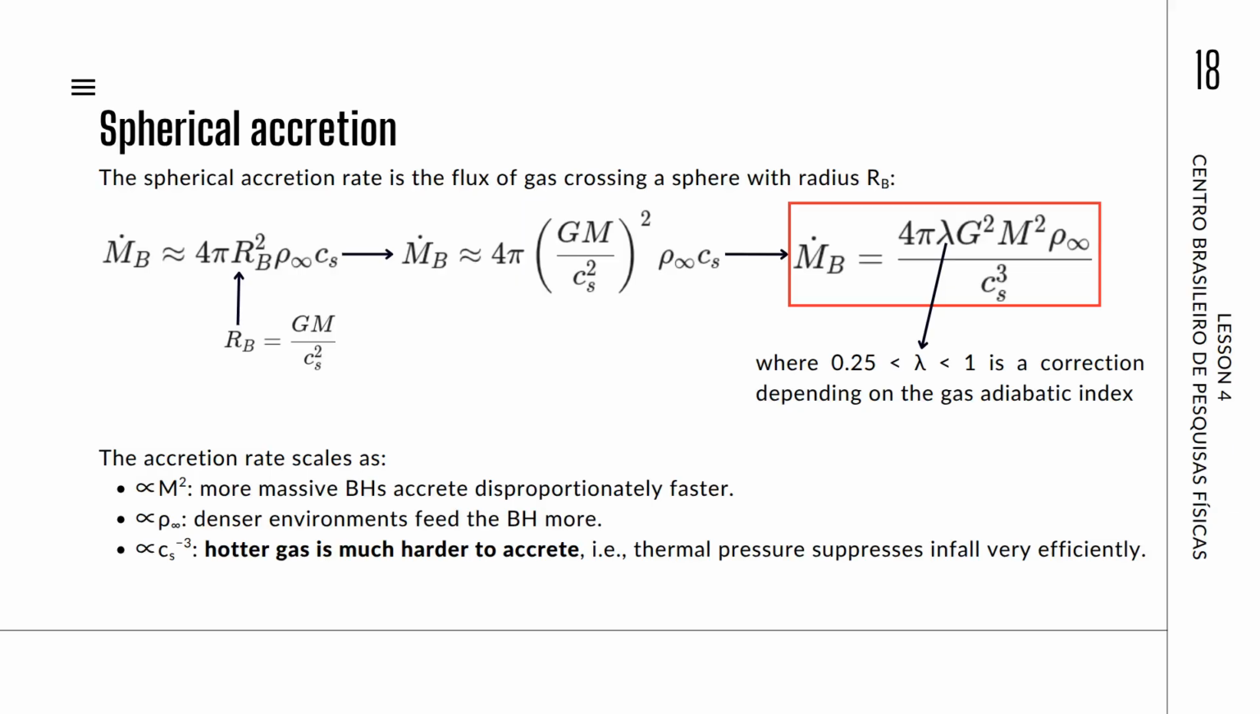Okay, so rho times c is the flux of matter, and to give the total absorbed mass per second we just have to multiply by the area of this sphere. And this sphere is defined by the Bondi radius that we just saw, okay? So we can substitute the Bondi radius here. That's the Bondi accretion rate.